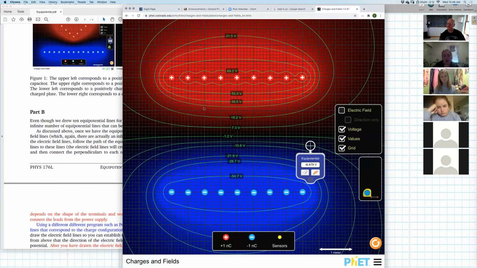Are those values on the bottom negative? They are negative, yeah. Okay, it's hard to see. Yeah, you'll see it when you actually see your own screen, but there are little negatives on here.